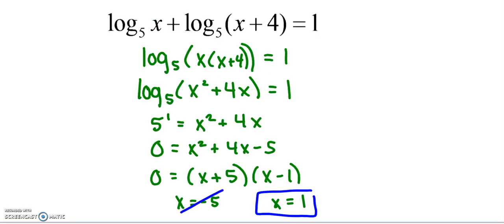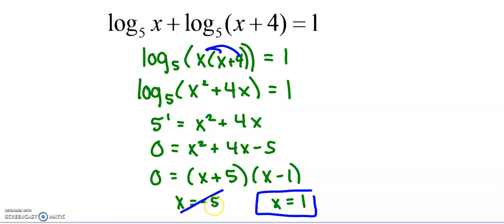All right, so as I mentioned, first I started by condensing these logs. So I got that if I have a sum of logs, I can make that a log of a product. So that's x times (x plus 4). If I were to distribute that x inside here as such, I get x squared plus 4x. I went from log to exponential form, which gave me a quadratic that was factorable.